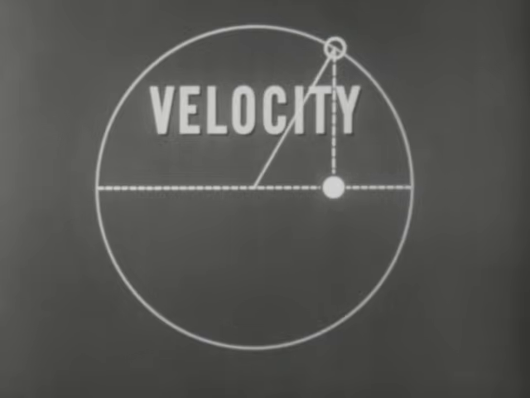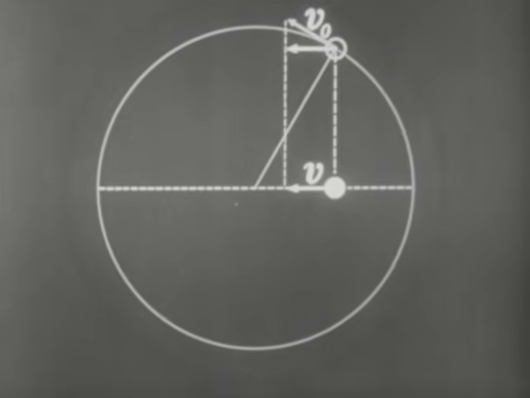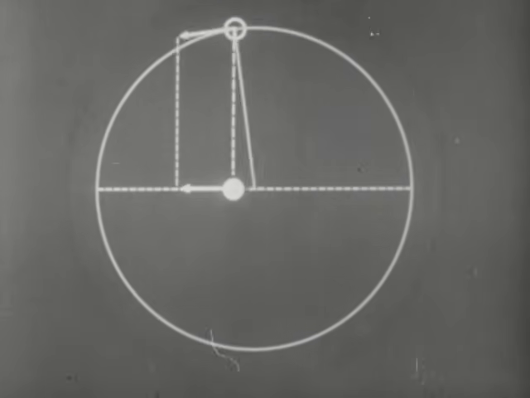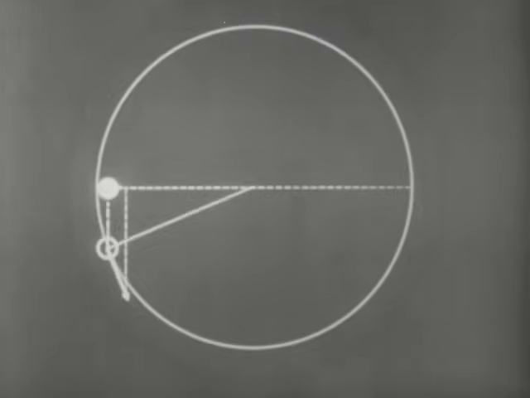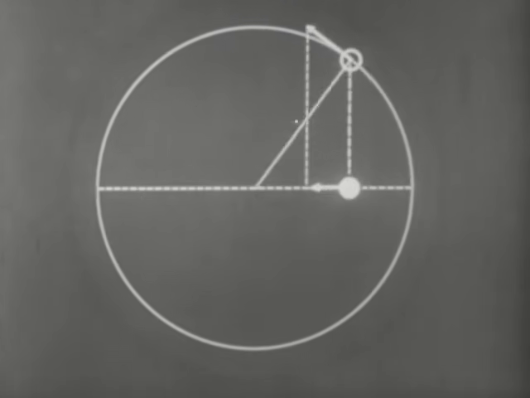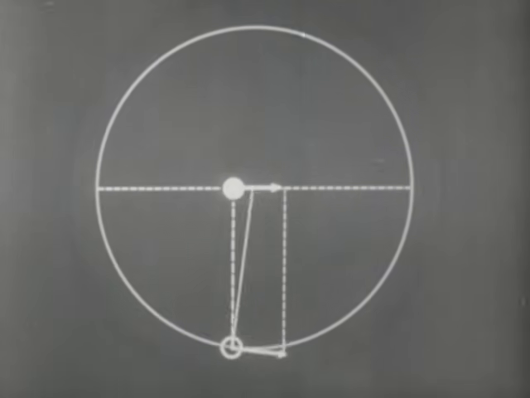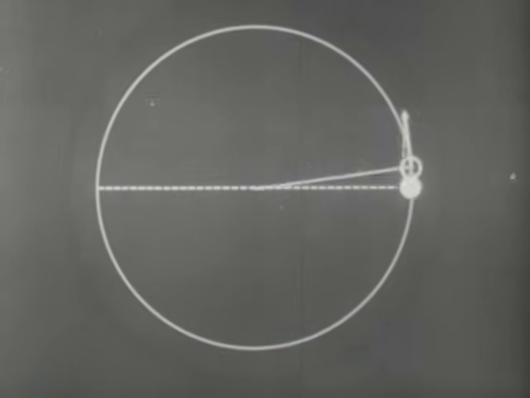We'll now use the circle of reference to indicate the varying velocity of the body. V, the simple harmonic velocity along the diameter, is identical in magnitude with the horizontal component of V sub 0, the velocity of the point on the circumference. The magnitude of V sub 0 remains constant, but the magnitude of V varies. In simple harmonic motion, the velocity is a maximum at the center and is 0 at the ends.